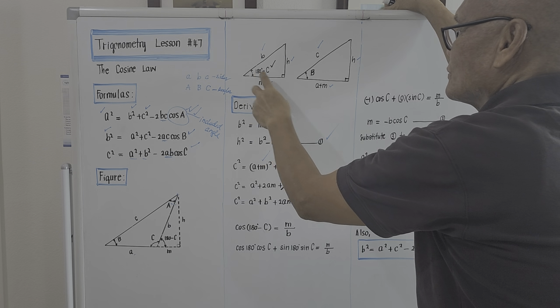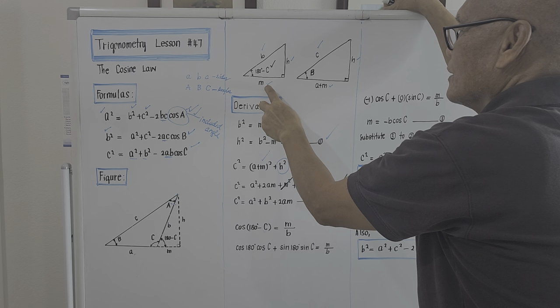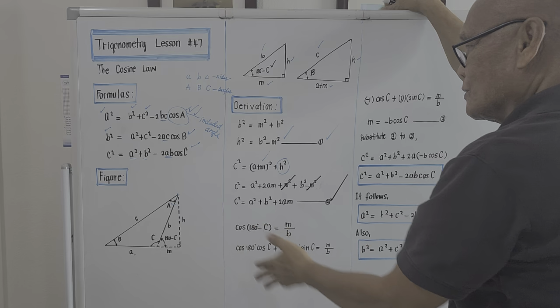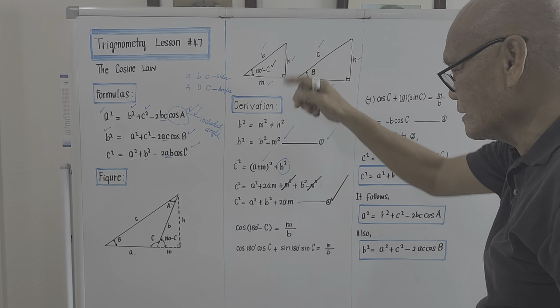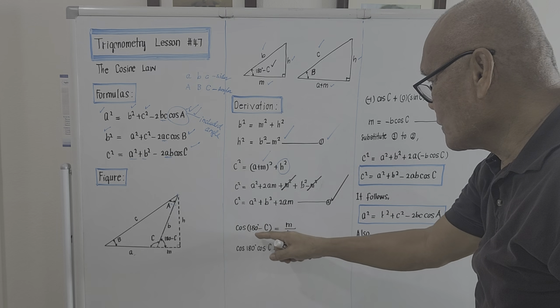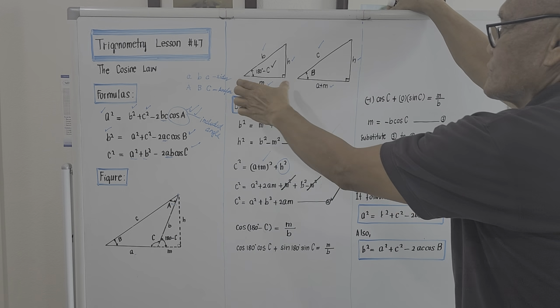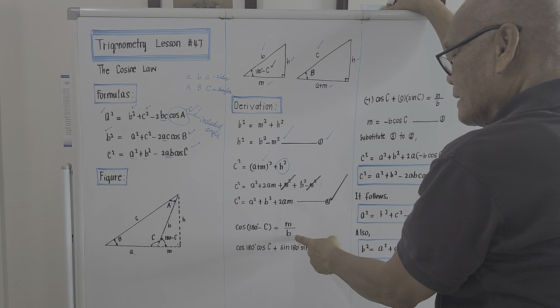Okay, so if we try to take the cosine of this, it should be m over b, right? Adjacent over hypotenuse. So from this, by using the cosine of 180 minus C, cosine of the quantity 180 minus C is equal to the ratio of this side here over this. It is actually m over b.